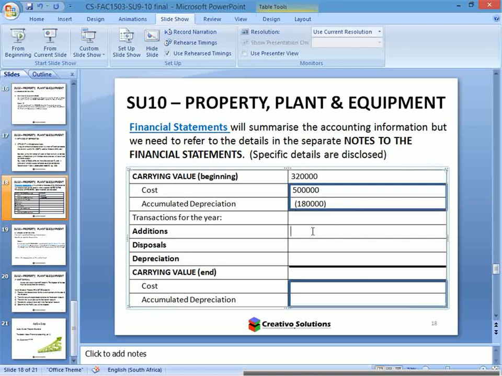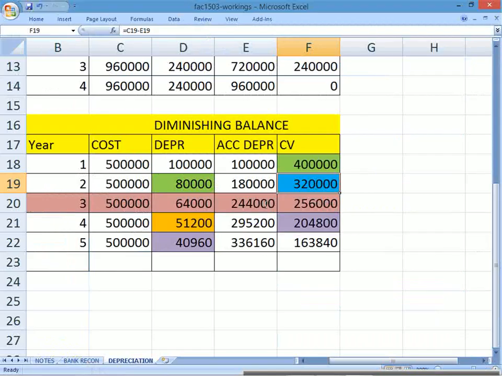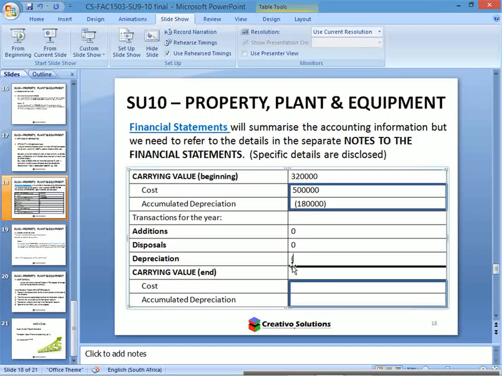Okay, transactions for the year. I didn't have any additions. I didn't buy anything more. I didn't have any disposals. I didn't sell anything. But I did have depreciation. What was the depreciation for year 3? No. Depreciation for year 3. 64. Do you agree? So 64,000 is going to be my depreciation for year 3.